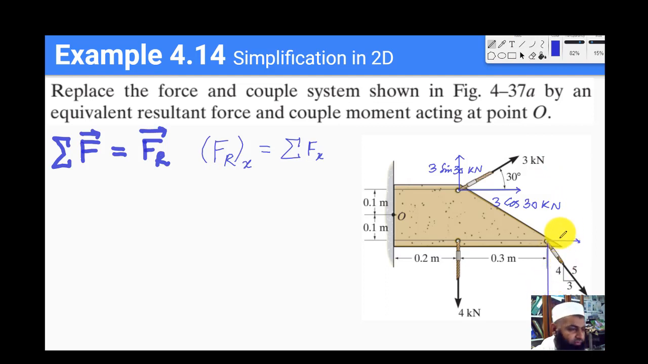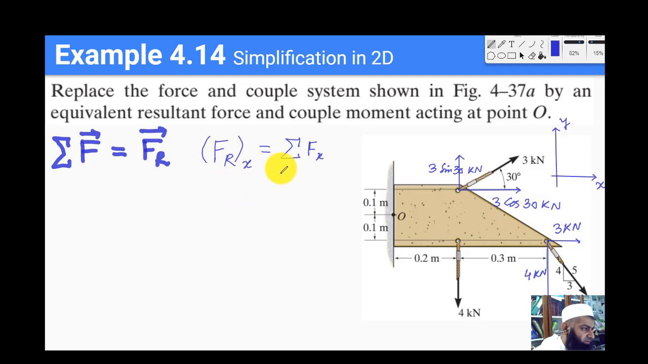So the x component of this force is going to be equal to 3 kilonewtons using the ratios, and this one is going to be equal to 4 kilonewtons, and this is in the minus y direction. So it's better to make an axis so that we know what we are talking about. So this is our positive x and this is our positive y, the usual.